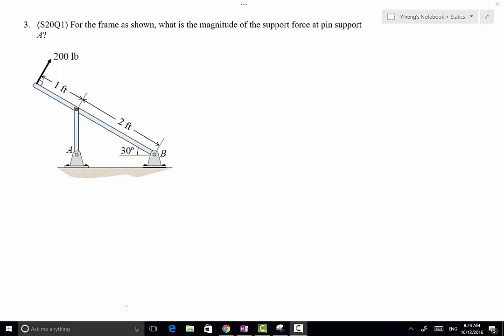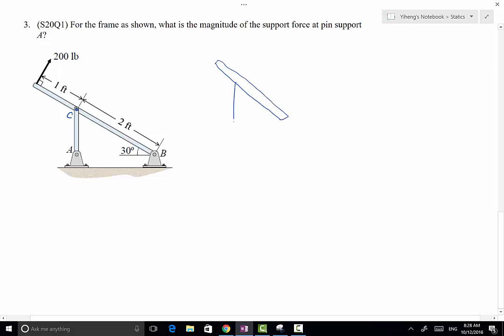In this problem, we have a simple frame. We have two members pinned together here at, let's call it point C, and also the frame is supported at point A and B. We have two pin supports, and we need to solve for the support reactions at pin support A. Now, if we treat the frame as one system, so let's do a really simple free body diagram like this.